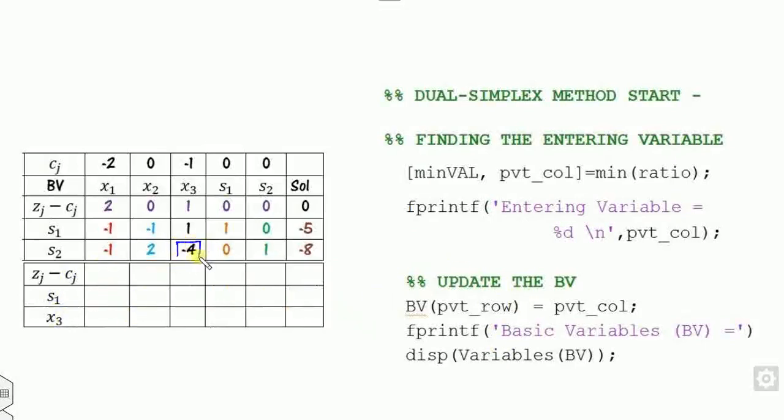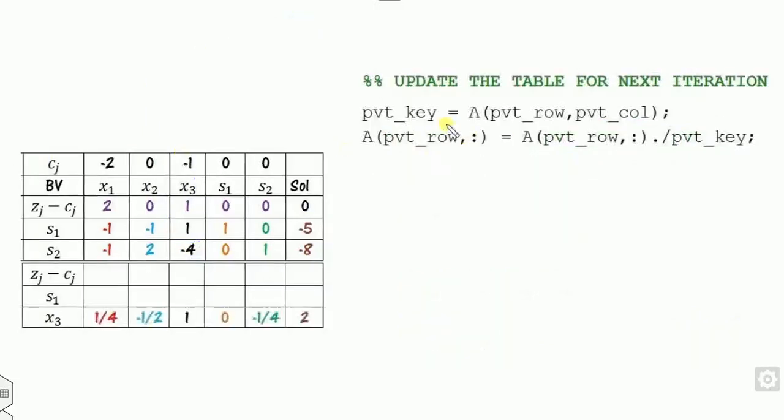You have to find the pivot row. This is the pivot row. What is the position of this matrix? This is the matrix. This is the leaving, this is the entering. So what is the row? Pivot row. Column is my pivot column, because I denoted it as a pivot column here. So I can find the pivot key. This answer will give you -4.